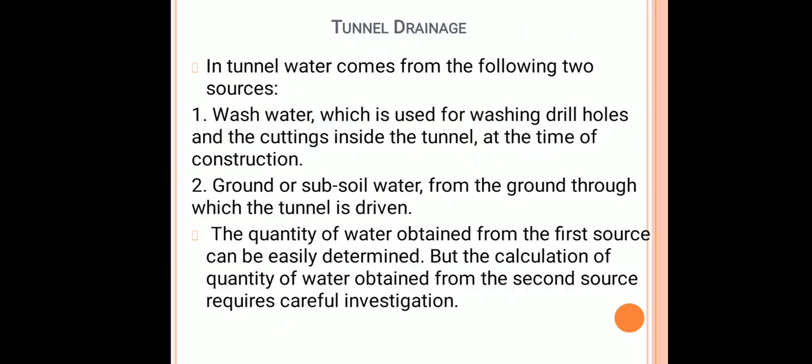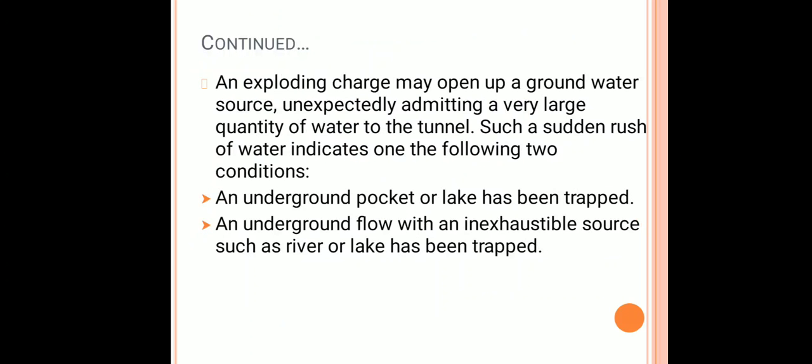This water is from the ground through which the tunnel is driven. The quantity of water obtained from the first source can be easily determined, but the calculation of the quantity of water obtained from the second source requires careful investigation. That is, the investigation of groundwater or subsoil water should be conducted carefully. An exploding charge may open up a groundwater source, because of which a very large quantity of water is unexpectedly admitted to the tunnel.